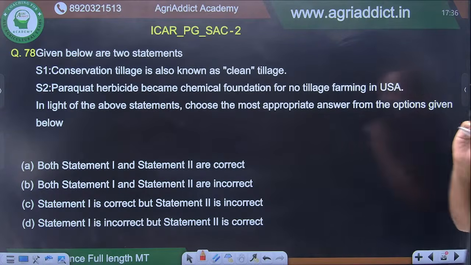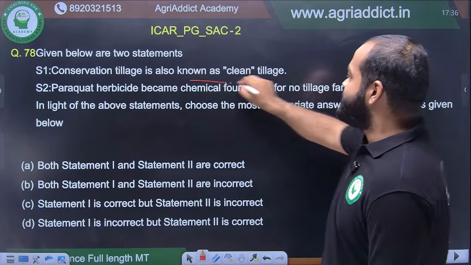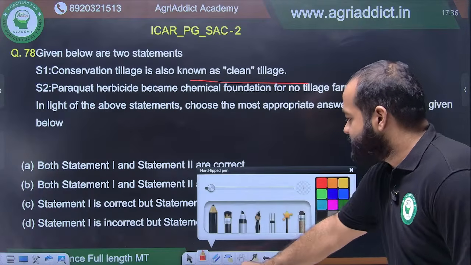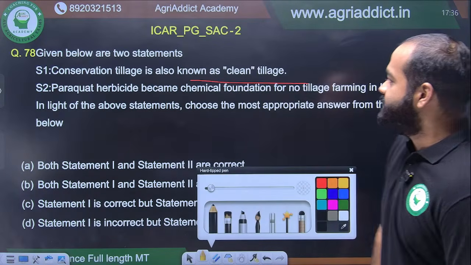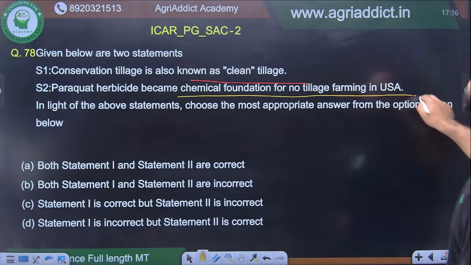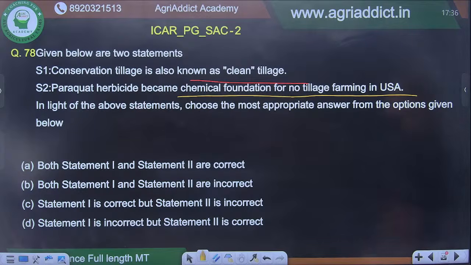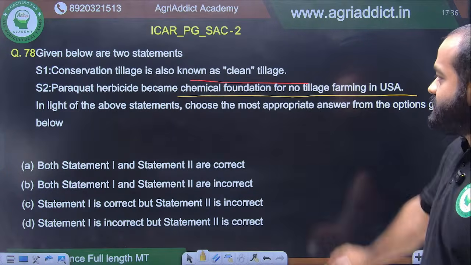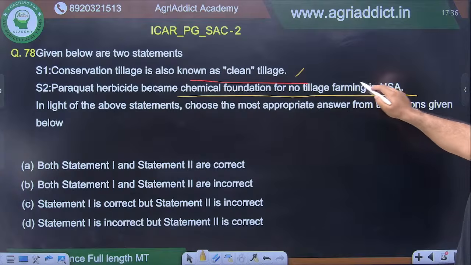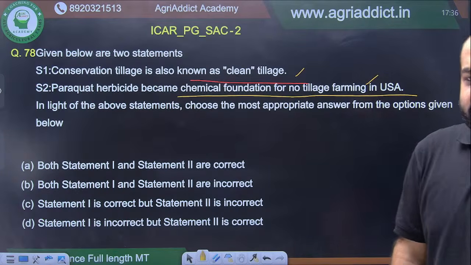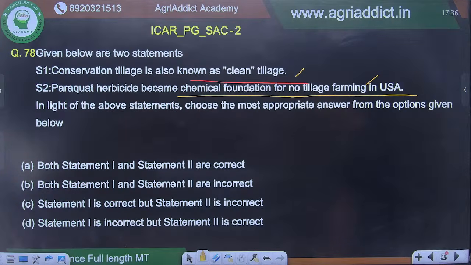Given below are the two statements. Conservation tillage is also known as clean tillage. Paraquat herbicide became chemical foundation for tillage farming in USA. This question is from a bit outside of soil science, you can say. This is from agronomy, and also you can say from chemicals. So let's see if you can answer this correctly.